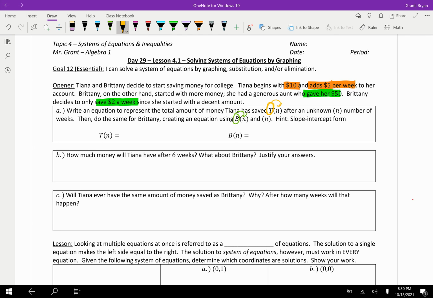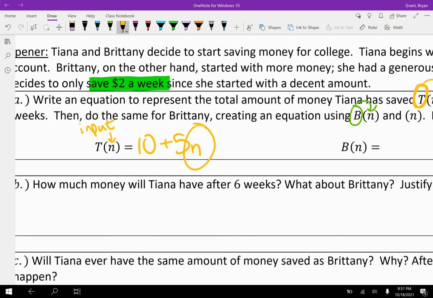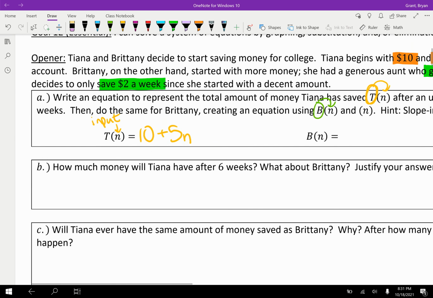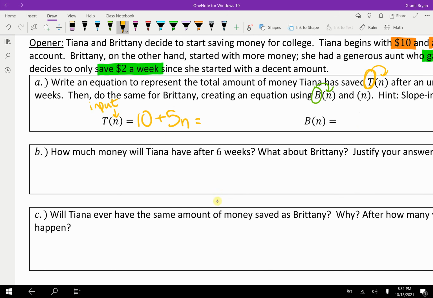So as we go through T of n, let's see what happens here. It looks like Tiana begins with $10, and then she adds on $5 per week. Now in the past, you might have written that as 5x. Although there's nothing wrong with that, I think for now I'm going to call this 5n, because this n here is our input variable. It tells us the variable that should be in our equation. Now, I did also mention slope-intercept form, and this will become important later. Don't forget we can switch this order, and we could say that this is 5n plus 10. They're the same thing there.